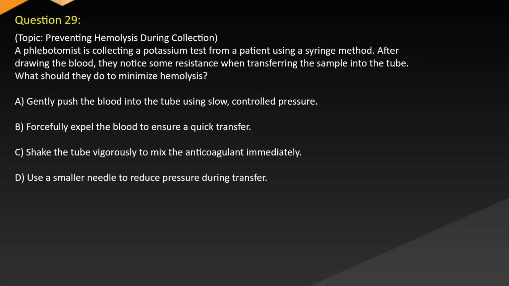Question 29. Topic: preventing hemolysis during collection. A phlebotomist is collecting a potassium test from a patient using a syringe method. After drawing the blood, they notice some resistance when transferring the sample into the tube. What should they do to minimize hemolysis? A, gently push the blood into the tube using slow, controlled pressure. B, forcefully expel the blood to ensure a quick transfer. C, shake the tube vigorously to mix the anticoagulant immediately. D, use a smaller needle to reduce pressure during transfer.